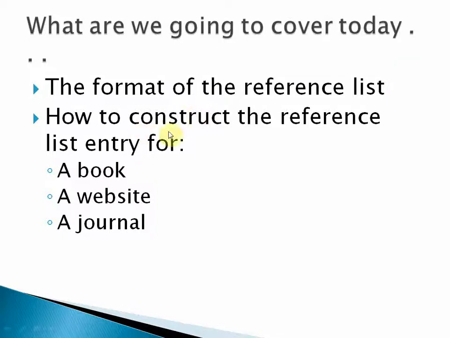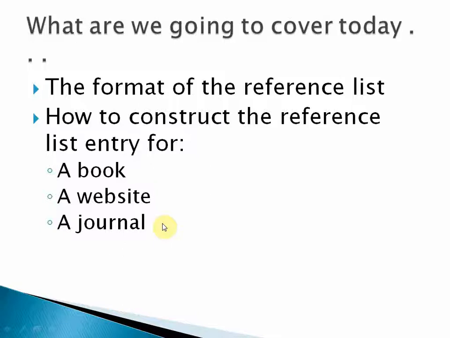The second thing we're going to look at is how to construct each reference entry for the book, the website, and the journal. The reason I'm only focusing on these three is Referencing 101 is all about just learning the basics of how to reference. We believe that if you learn the basics, you will be able to then construct an in-text citation as well as a reference list entry for any source that you look at. So that's why we're really only focusing on these three.